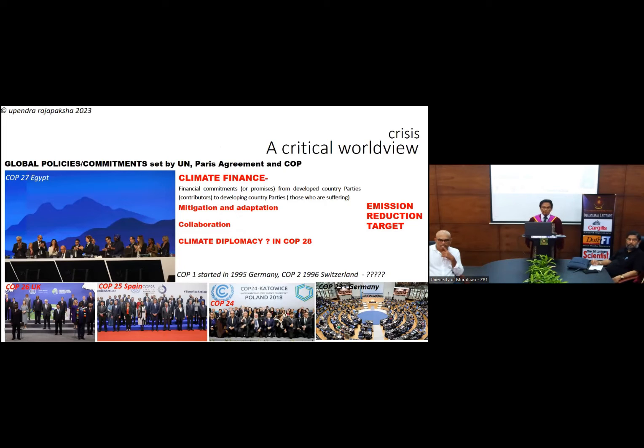And there are many promises under different subjects like climate finance. So climate finance means the countries that contribute to this problem pay the other nations who are suffering from this problem. So like that, they are very much mitigating and adapting the people to climate. Then it promotes collaboration of various parties.